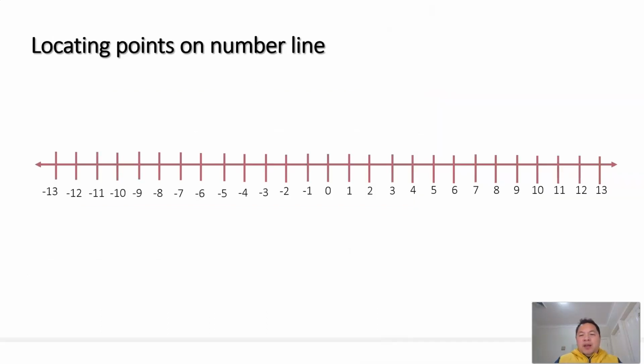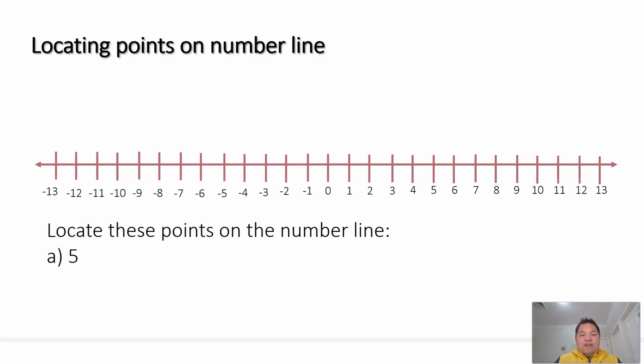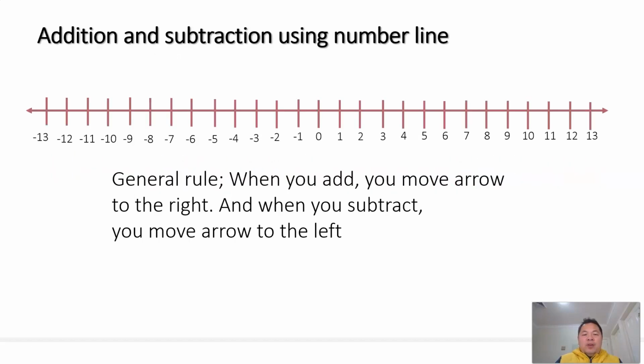Locating points on the number line. Again, we have the positive and negative region. Looking at the various points, look at 5. Where's 5 located on the number line? Yep, that's right. Let's look at -7. Yep, that's right. Where's -2? Yep, that's it. And general rule, when you add and subtract, I'm going to be like a broken record, I'm going to repeat this over and over again. Whenever you add, the arrow has to go to the right. When you subtract, the arrow has to go to the left.